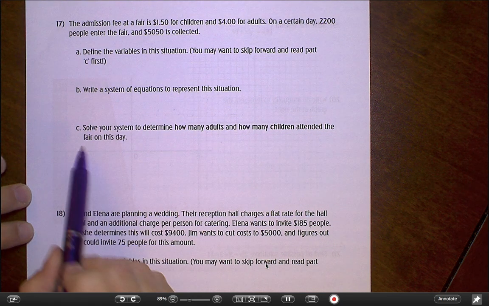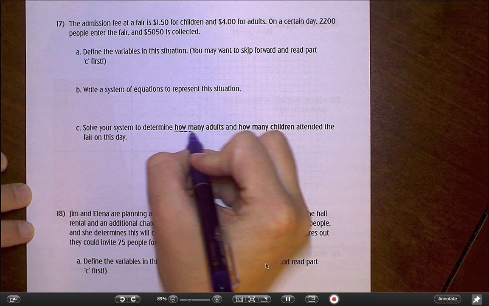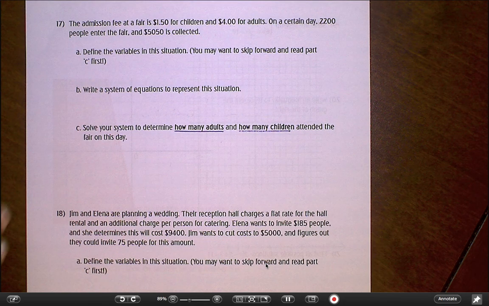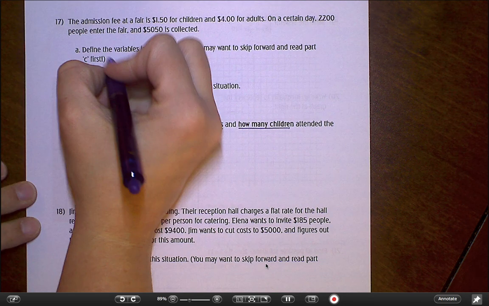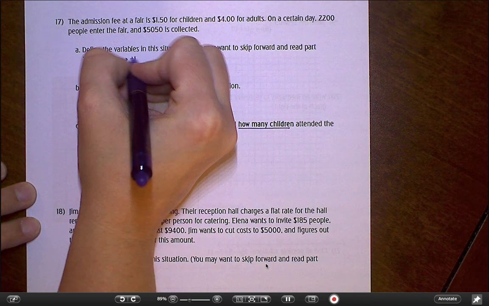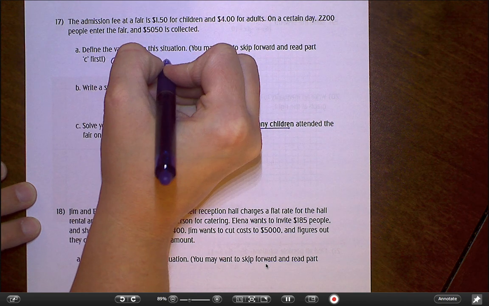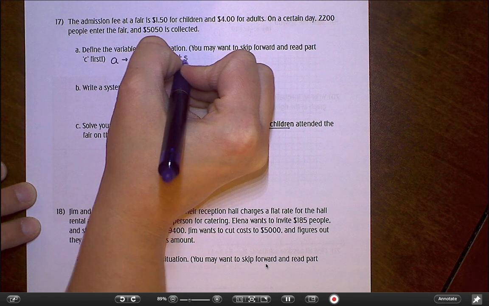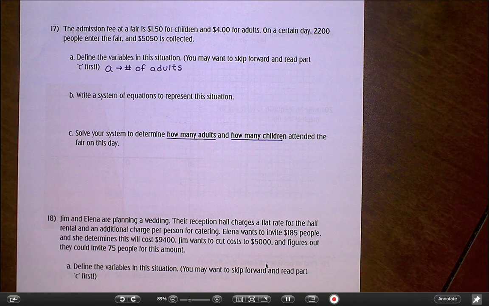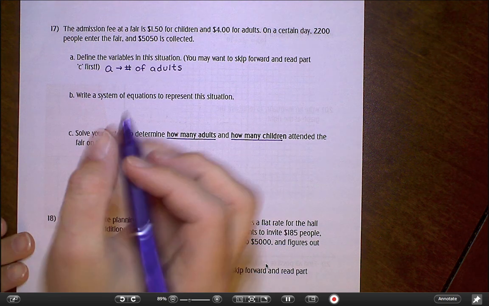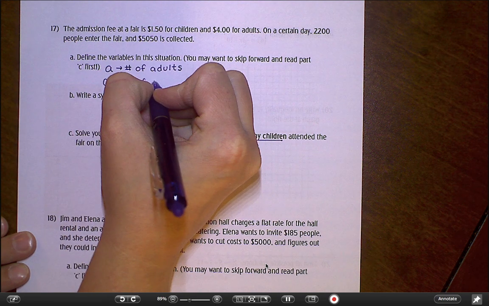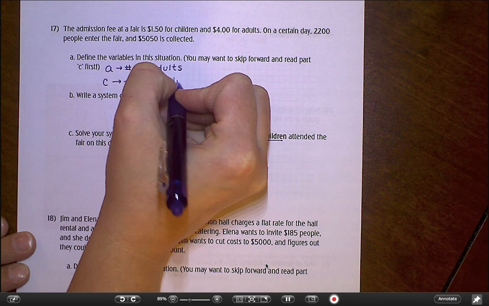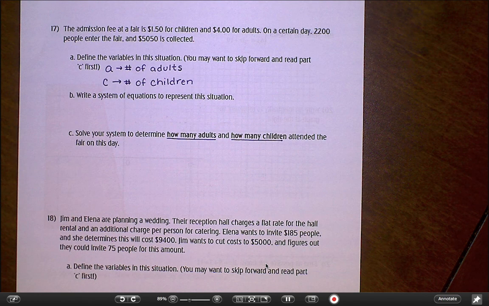So if I look down here in Part C, it says determine how many adults and how many children are attending the fair. If those are the things that I'm trying to find, those are the things that my variables should represent. So I'm going to use A to represent the number of adults. And notice I'm being very specific about saying the number of adults, not just adults, because if you just say adults, we don't know if we're talking about how much they cost or how many there are or how old they are. And C represents the number of children. And that's what we mean when we say defining the variables.